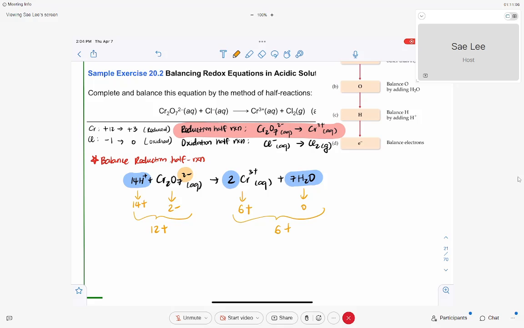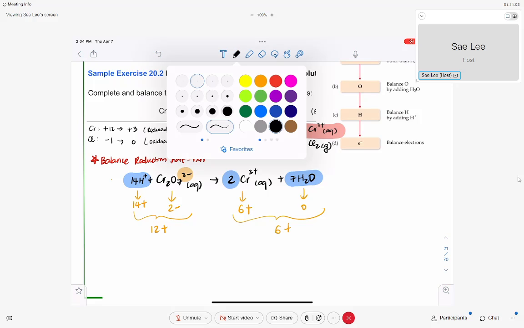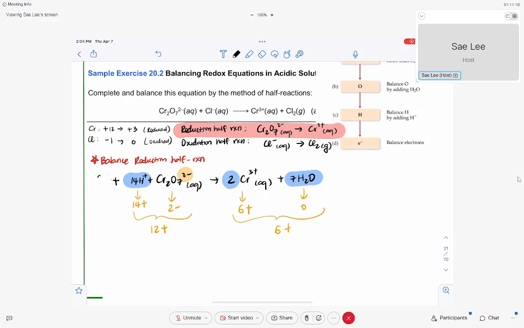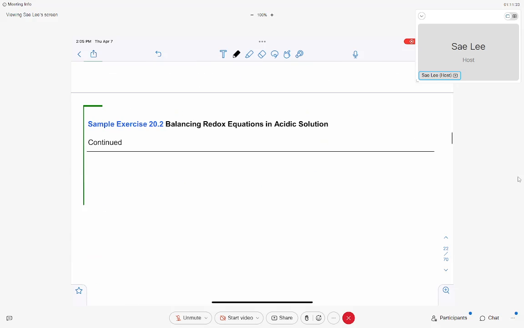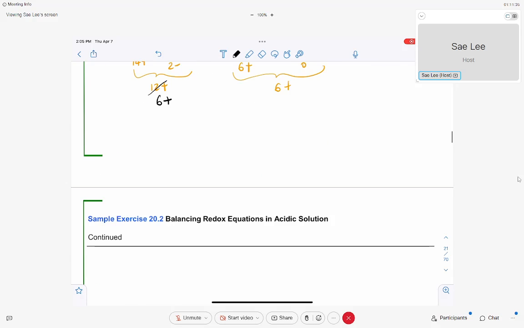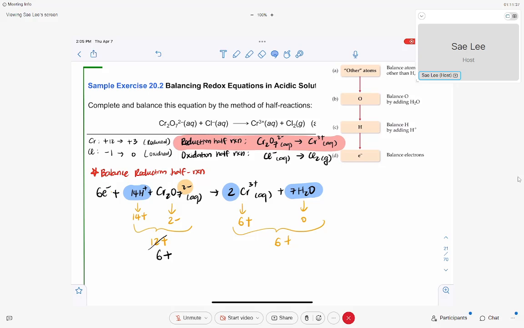Okay, so we need to add 6 electrons on the left side. By adding 6 electrons, now the charge on the left side is 6 positive instead of the 12 positive, which is equal to the charge on the right side. Okay, so everybody's happy. So now let's move on to balancing the oxidation half reaction.